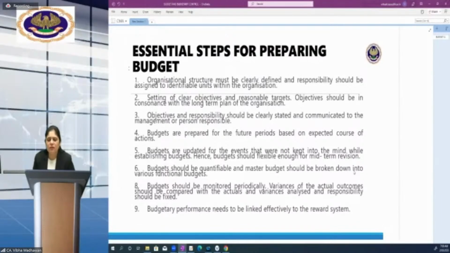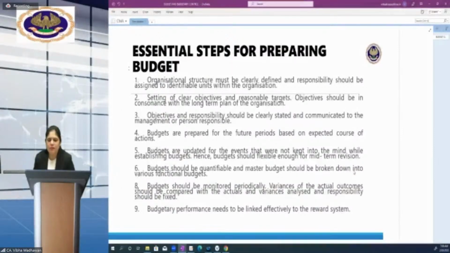Setting of clear objectives and reasonable targets. Objectives should be in consonance with the long-term plan of the organization. So everything, the budget, everything should reflect the objectives of the organization as a whole, the vision of the management. Budget is a reflection of the vision and management of the organization.